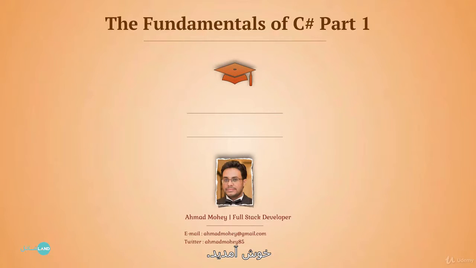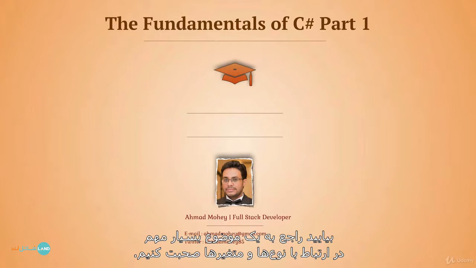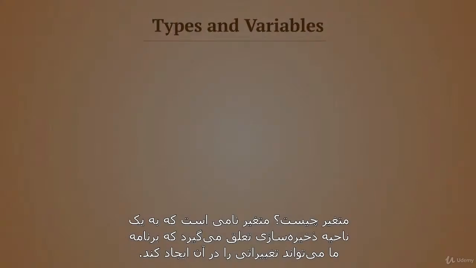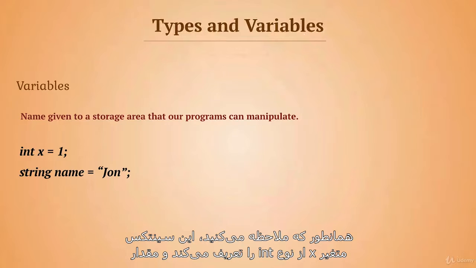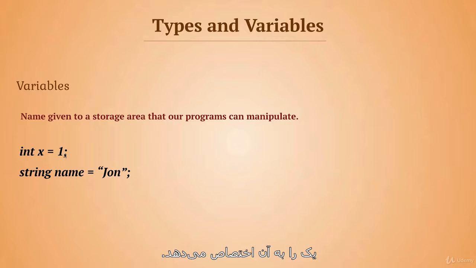Welcome back. Now let's talk about something which is very important, which is types and variables. What is a variable? A variable is simply a name given to a storage area that our programs can manipulate. This is a syntax, as you can see, to define a variable named x of type int, which stands for integer, and setting it to the value 1.